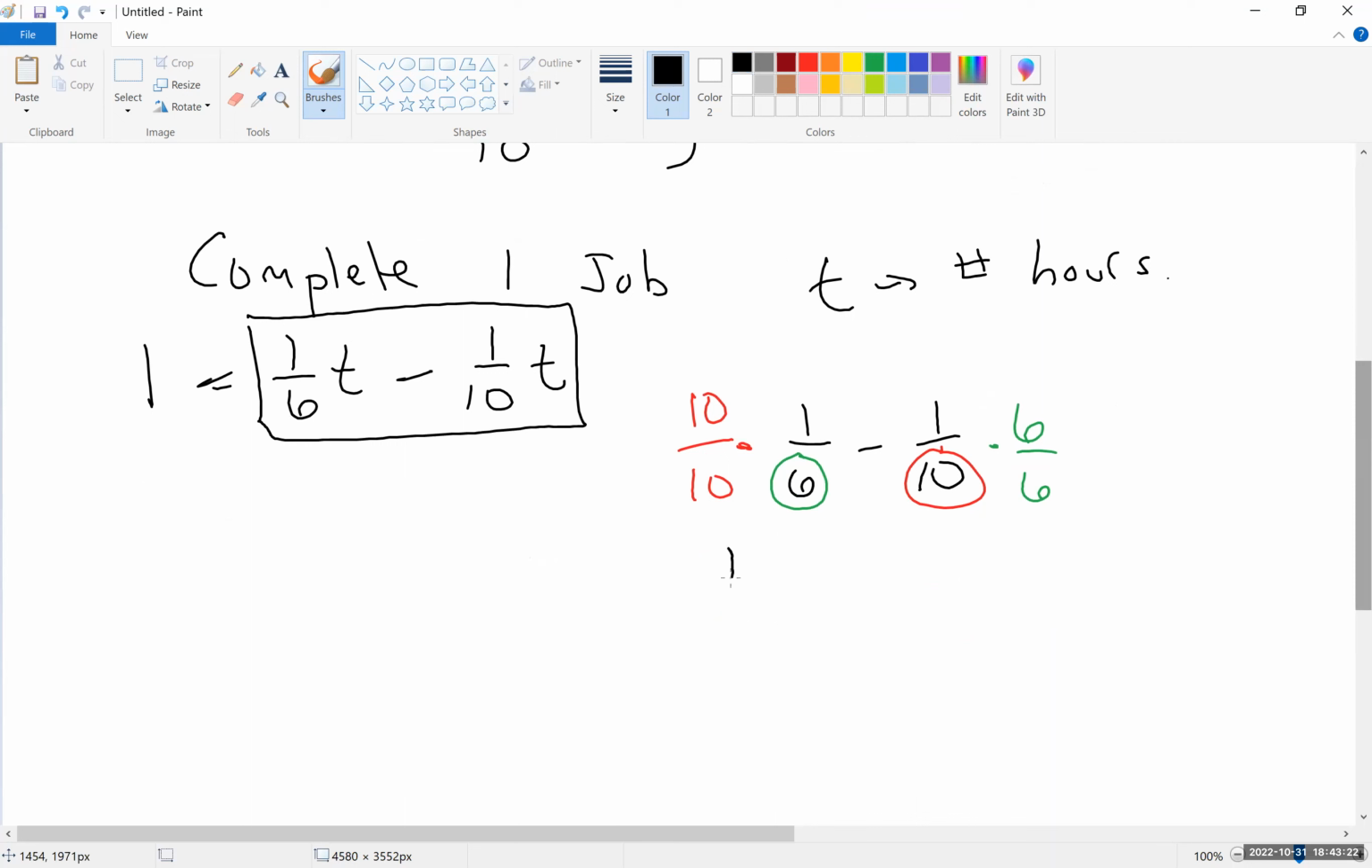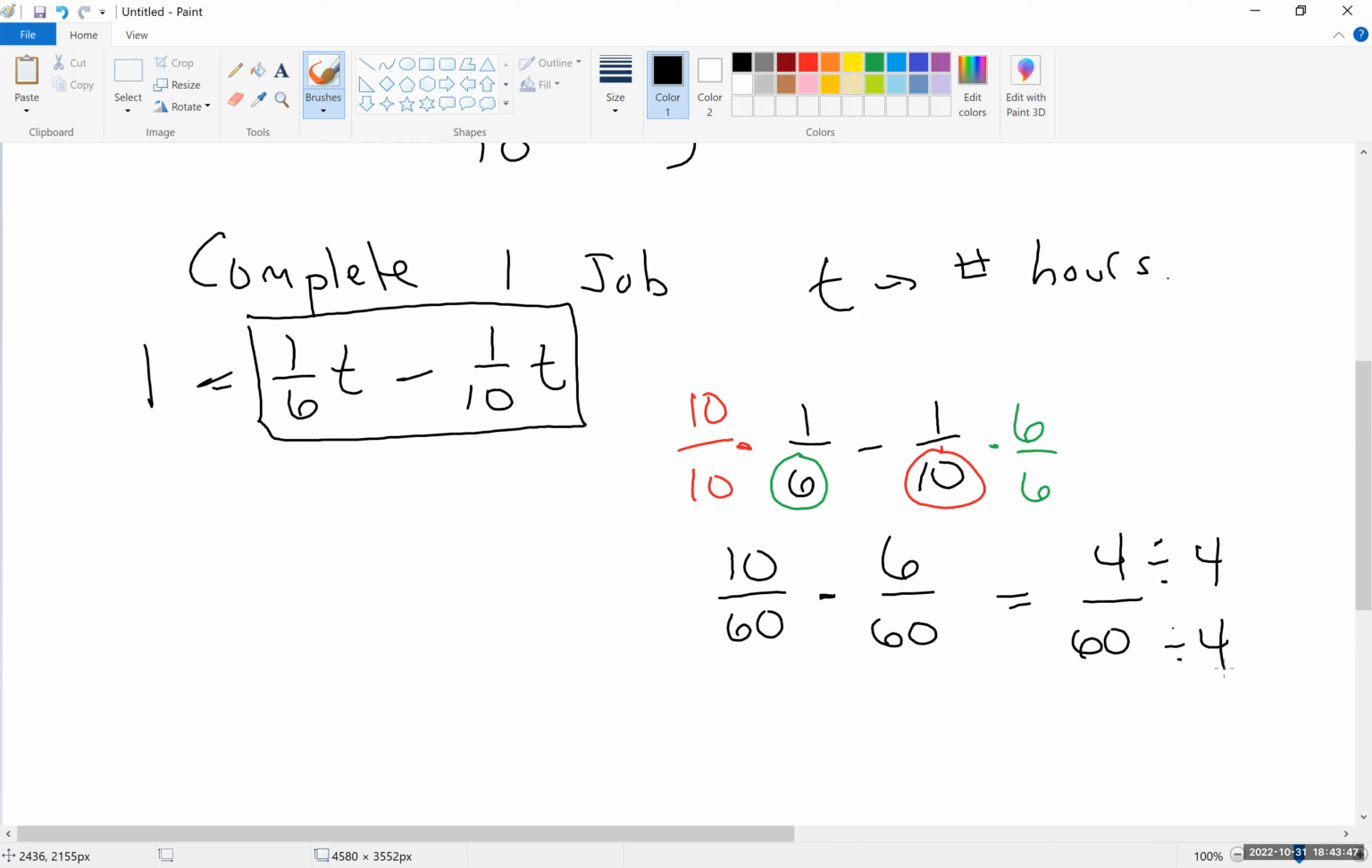So 10 times 1 is 10. We get 10/60 minus 6/60, because 1 times 6 is 6 and 10 times 6 is 60. 10 minus 6 is 4. We get 4/60. Now, this isn't reduced. That's okay. It's divisible by 4, so divide top and bottom by 4.